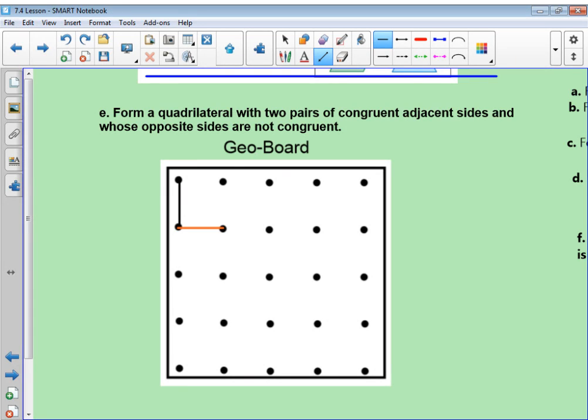So I'm going to take this and actually shift it down. I'm going to shift this just so I have room to move. So opposite sides are not congruent. So we could do a line over here that's longer. And it didn't say a quadrilateral of two pairs of congruent adjacent sides and whose opposite sides are not congruent. So I could actually connect those. Okay, so there it matches that. So not congruent meaning they're not the same length. Okay, so that's just working with some different concepts on quadrilaterals and creating different quadrilaterals.